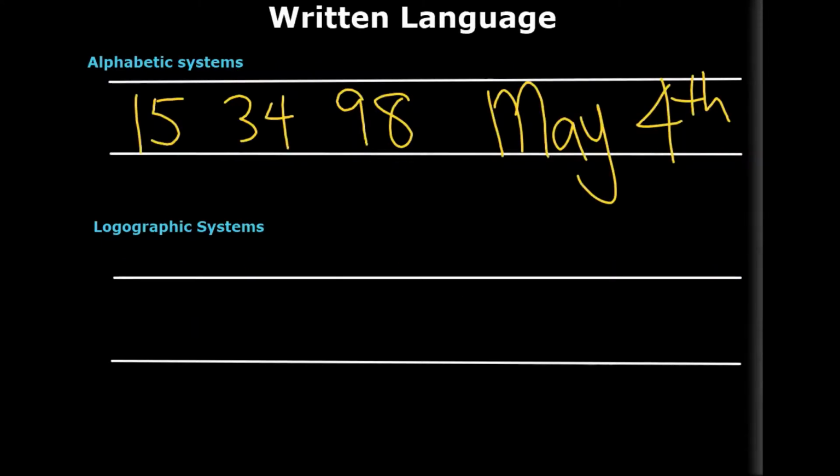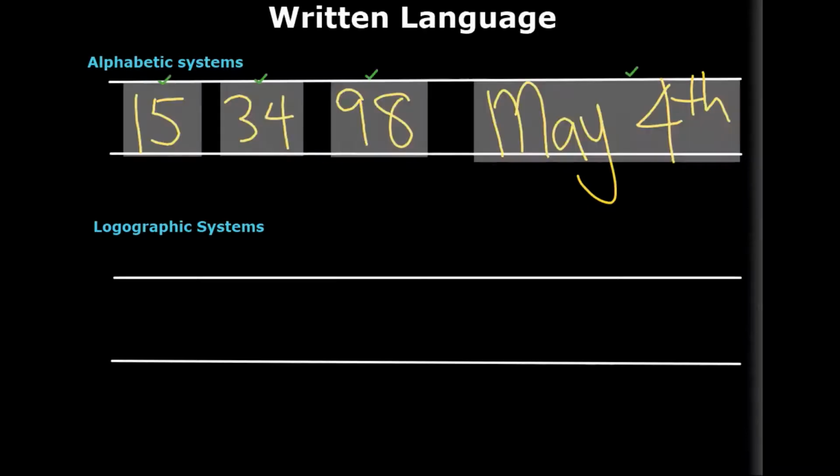Furthermore, in alphabetic systems, we do have placeholders in Arabic numerals. So we have the tens column and the ones column. So we can express numbers like 15, 34, 98, or May 4th along our infinite storyline here, these 2 parallels. And we can easily read them if we're familiar with the alphabetic language.